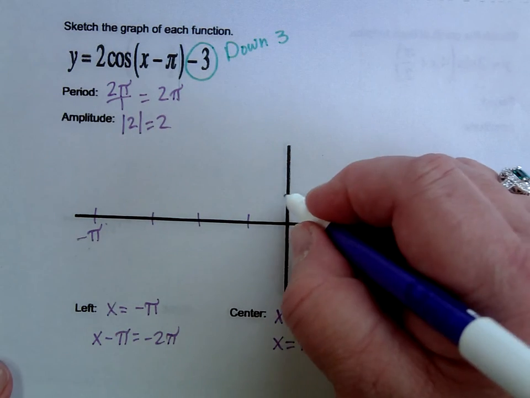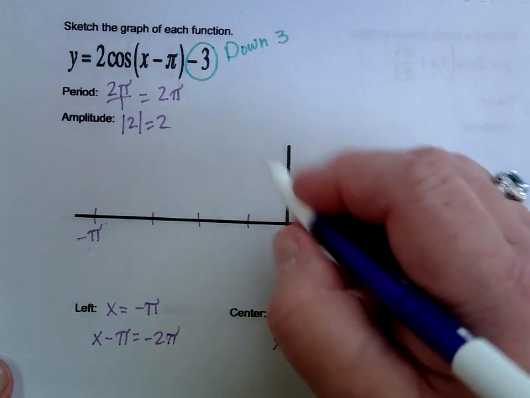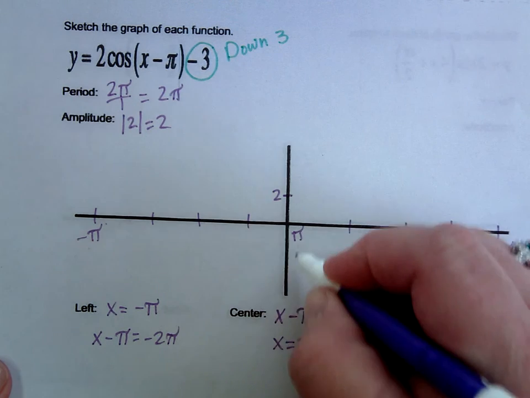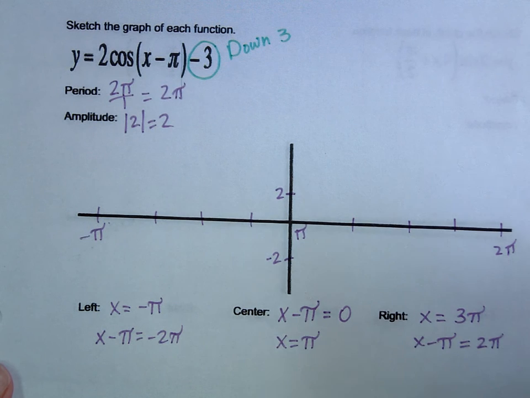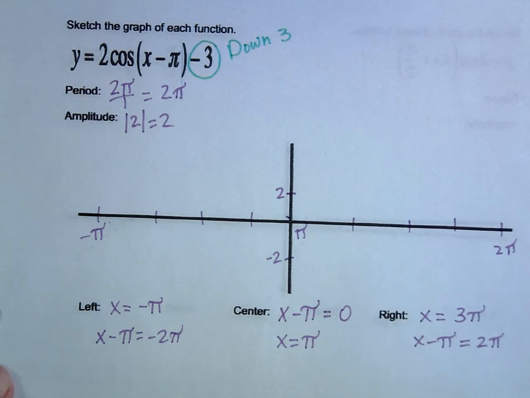So let's see. If I were normally at, my amplitude is 2. I'd be at 2, and I'd be at negative 2. And my other point would be here at 0. But I have to go down 3. So let's figure out what these new values would be.